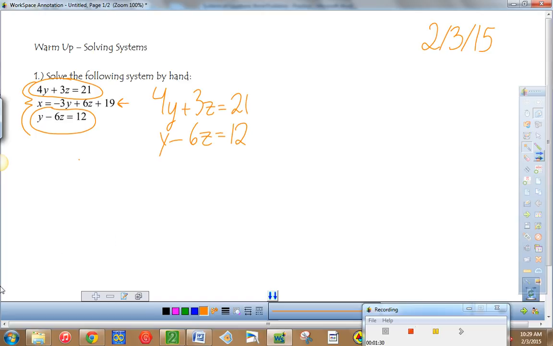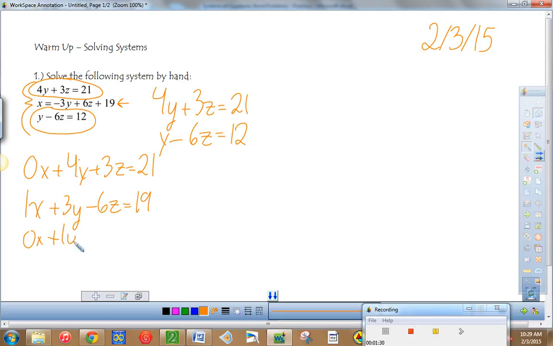So, I'm going to show you real quick. If you put this in standard form, I don't have any x's in the first one. 4y, 3z. Did the calculator steps make sense on your notes? Yeah. This one has 1x. We'd have to move the negative 3y to the other side, which would make it a positive 3y, and you'd have to move the positive 6z to the other side. Okay? And then same deal with this last one. There's no x's. There's 1y minus 6z, and it equals 12.